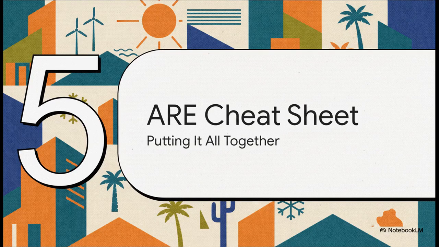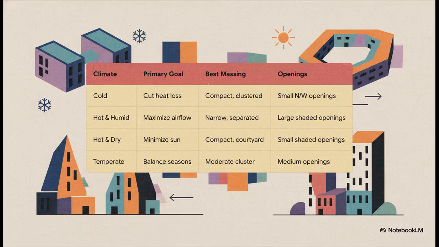All right, we've gone through all 4 climates. You're probably thinking, that's a lot to remember. And you're right. So now let's put it all together. This is your ultimate RAE cheat sheet. Seriously, screenshot this slide. It's everything in one place. Just look at the logic.